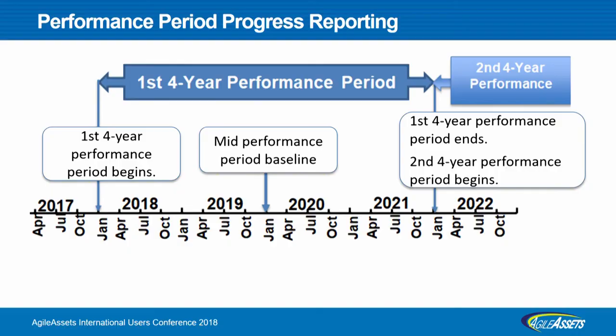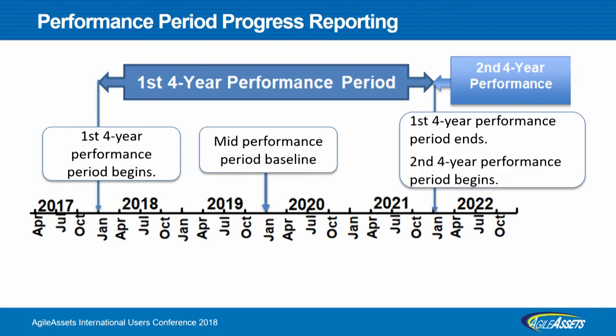So let's look at the key dates here. You see that the first 4-year performance period already started this year, and it goes to the end of 2021, and starting 2022, the second 4-year performance period will start. January 1st, 2018, January 1st, 2020, and 2022 will be used as a baseline that the feds will use to determine if you have significant progress toward achieving those reported targets or not.